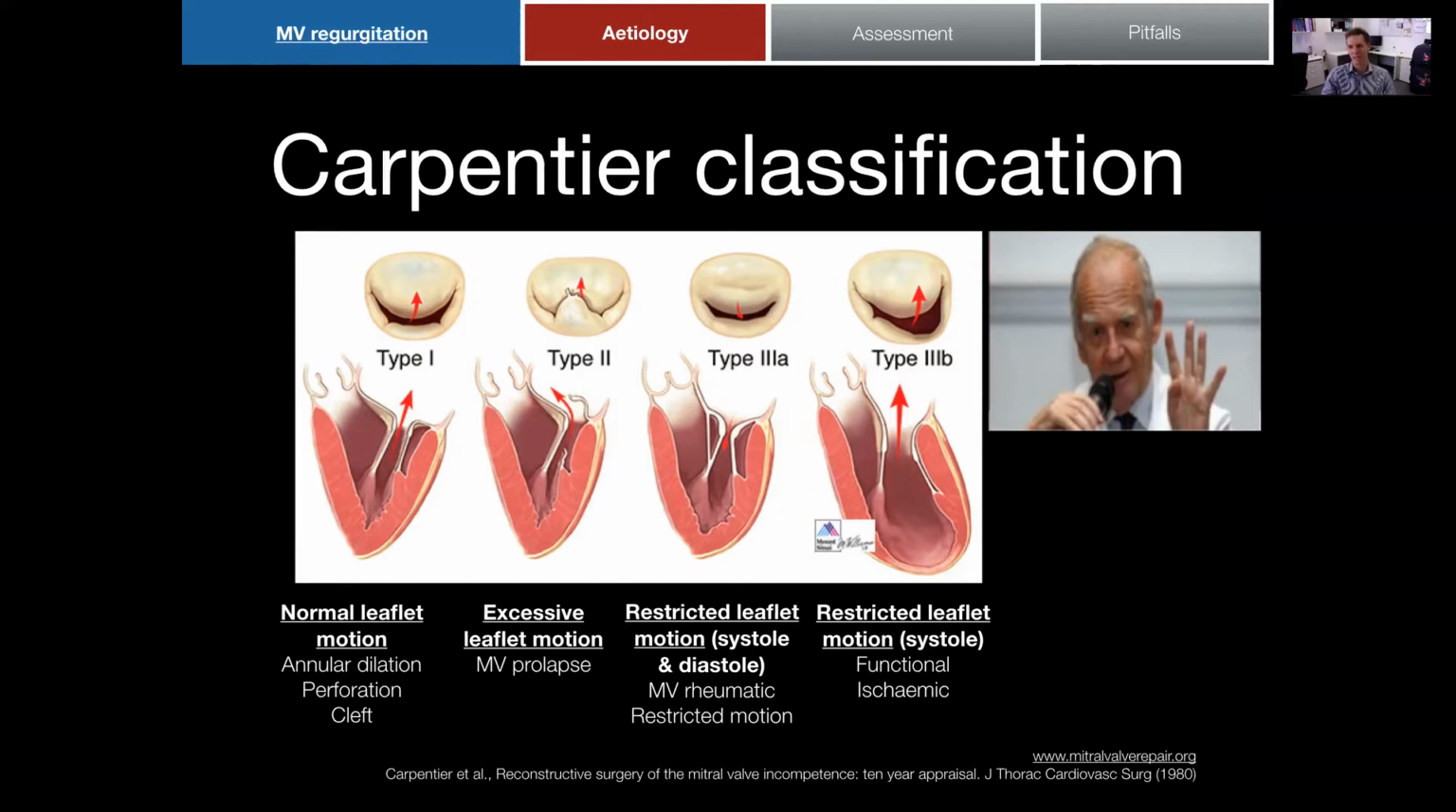You've got to know that the Carpentier classification goes through mitral regurgitation. Type 1 is where we get annular dilation with normal leaflet motion. Type 2 is excessive leaflet motion from things like prolapse or flail. Then you've got type 3A, restricted motion, rheumatic fever. And you remember from a mitral stenosis talk that in the majority of those cases, they've also got some form of mitral regurgitation. The last one is restricted motion in systole, which is where functional MR comes from, in things like ischemia, where the papillary muscle gets locked and can't move. So instead of that being normal, you get something that goes like that, and you get horrible eccentric MR.